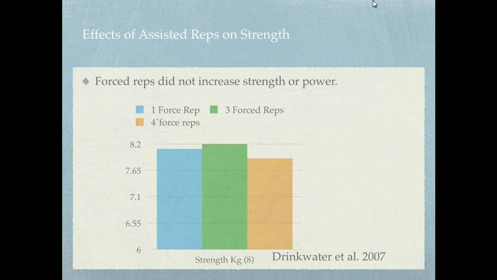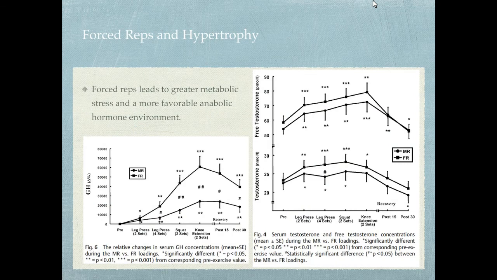This study had people at the end of every set do 1 forced rep, 3 forced reps, and 4 forced reps per set. You see that basically there's no difference in strength. In fact, the 4 forced reps made things go a little bit too downhill. So if you're going to do forced reps, no more than 1 to 3. The other thing to realize is that the benefit of forced reps is that they could be good for hypertrophy. So what you're seeing here is maximal repetitions versus forced reps.